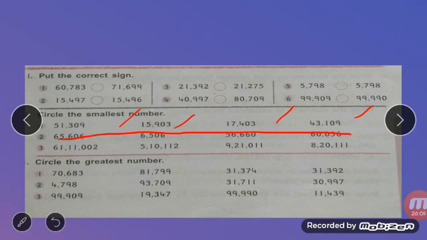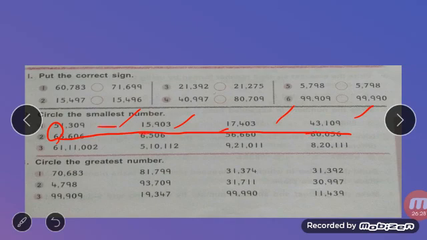Now you have to start comparing from the 10,000 place. This is 1000, and this is 10,000. 1, 10, 100, 1000, 10,000. This is 5 in the 10,000 place. So you have to compare the numbers from the 10,000 place. Here 5, 1, 1, 4.